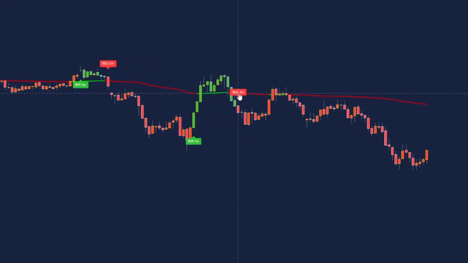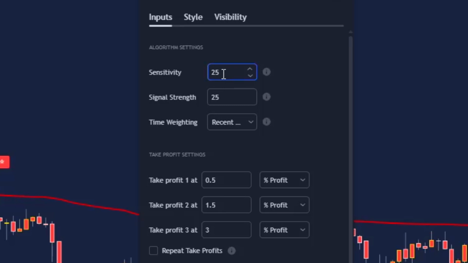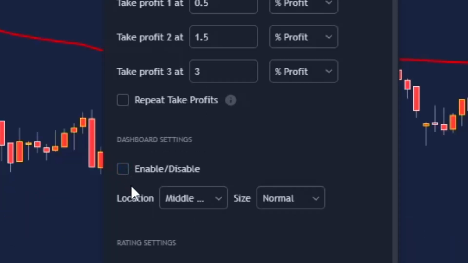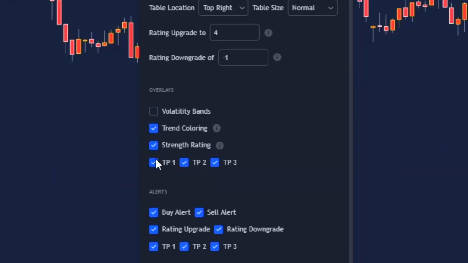Now that we've added it to the chart, double click to enter the settings, open the Inputs tab, change this from 50 to 25, untick Dashboard, untick Rating Settings, untick Volatility Bands, including TP 1, 2 and 3, and there are the settings adjusted. So now let me show you exactly how to enter trades with this strategy.